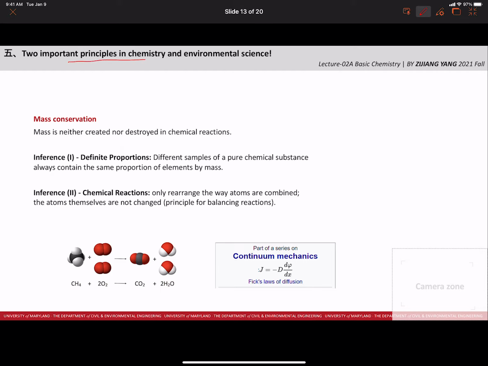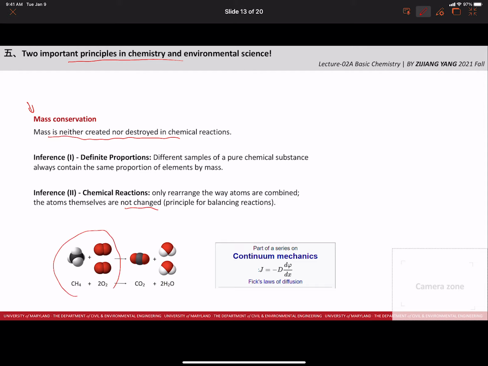Let's talk about the two important principles in chemistry and environmental science. The first one is mass conservation. Mass is never created or destroyed in chemical reactions. And we have two inferences. The first one is that different samples of pure chemical substances always contain the same proportion of the elements by mass. And the second one is that in a chemical reaction, we only rearrange the way atoms are combined, but the atoms themselves are not changed.